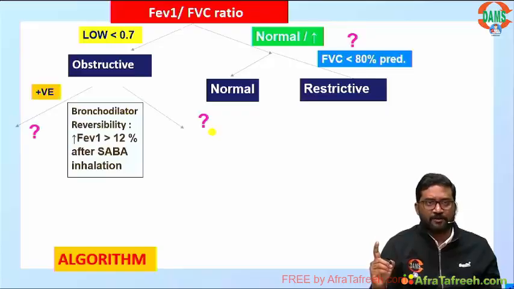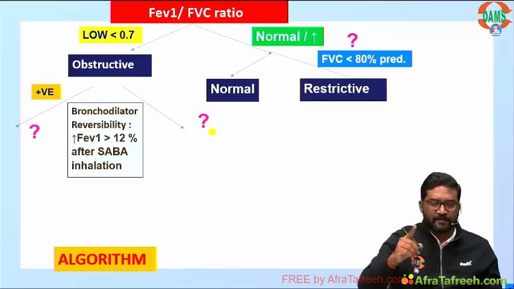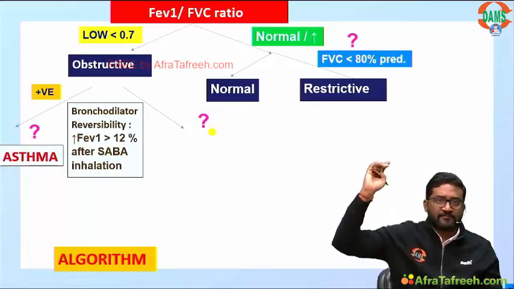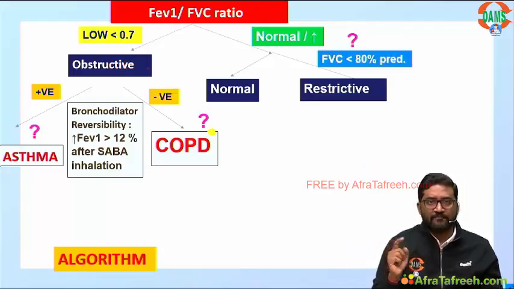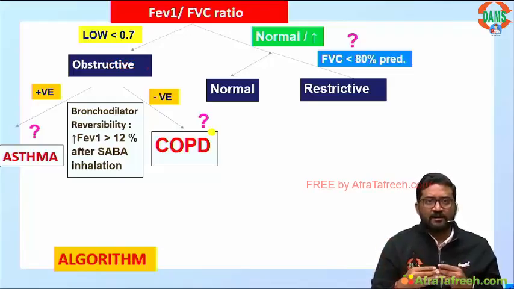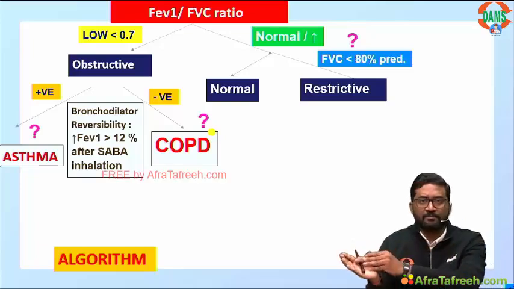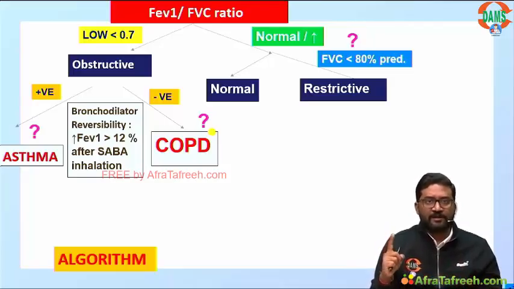What is bronchodilator reversibility? Positive, the disease is asthma. Bronchodilator reversibility negative, it can be COPD. Whereas bronchiectasis is also an obstructive lung disease. In a few diseases it can be reversible, in a few it can be persistent. So generally it is variable. But definitely reversibility positive is asthma. Reversibility negative will be COPD.